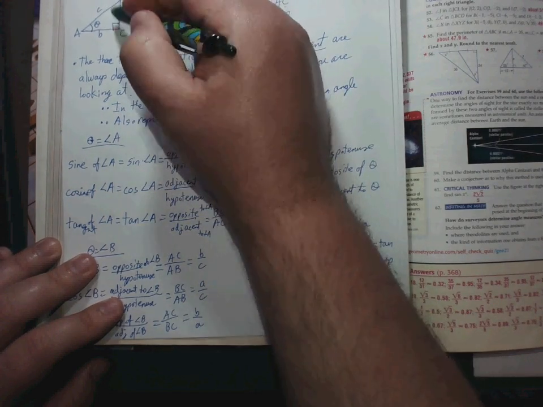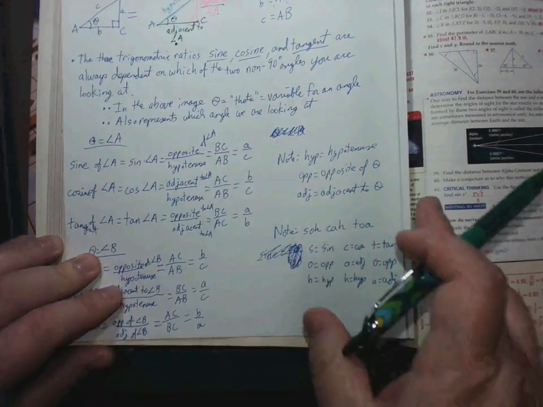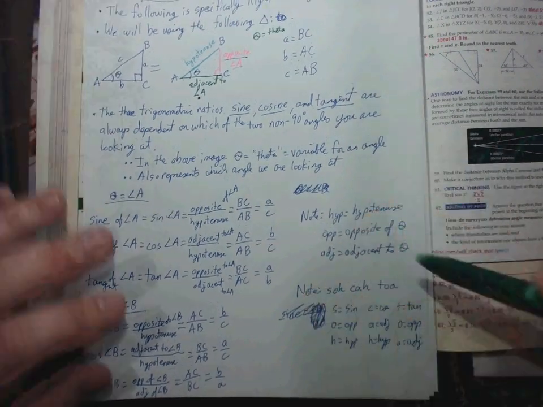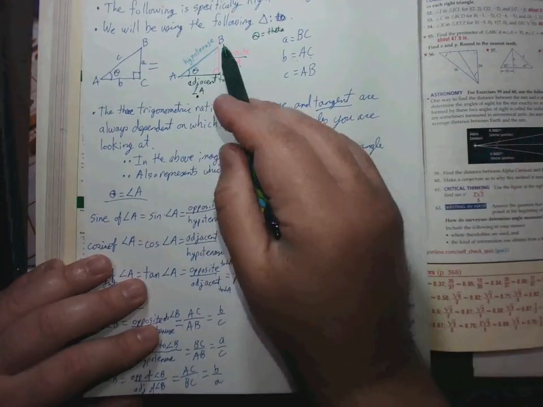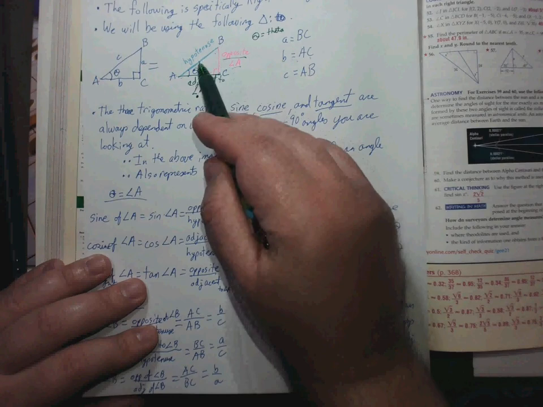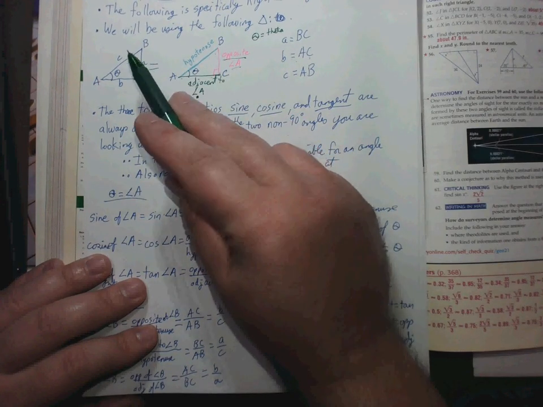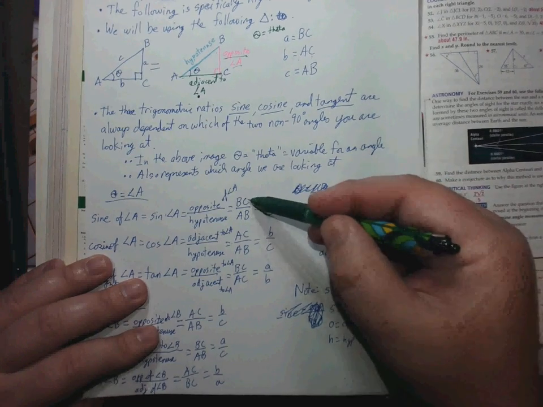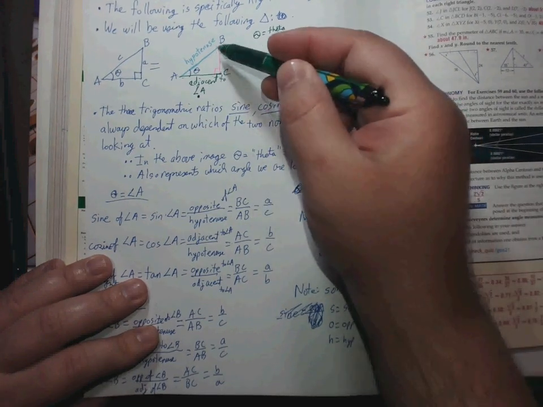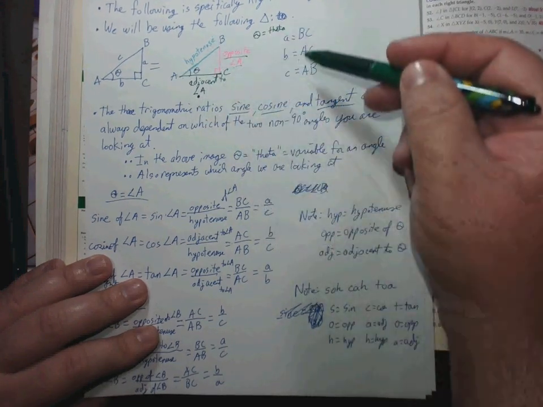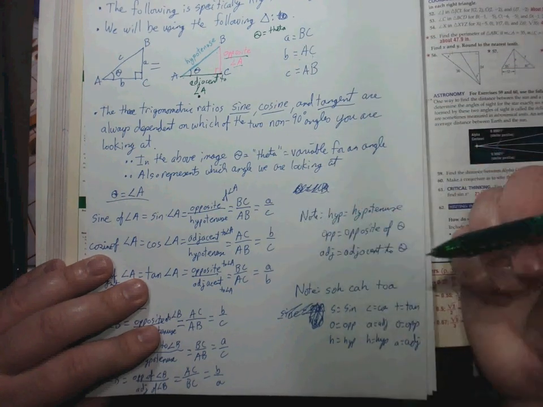Opposite over hypotenuse. Oh, you can't see that. I'm sorry. Opposite over hypotenuse. Those distances over each other. So here, that would be BC over AB, which is just a over c.